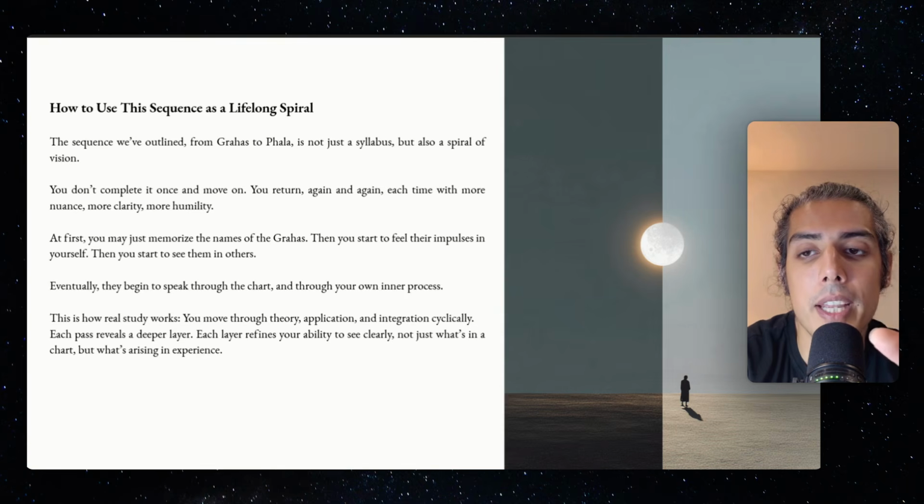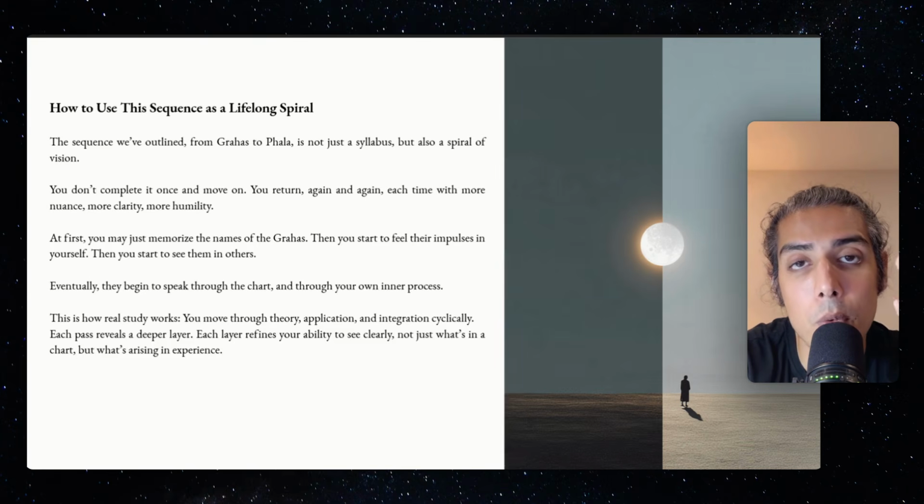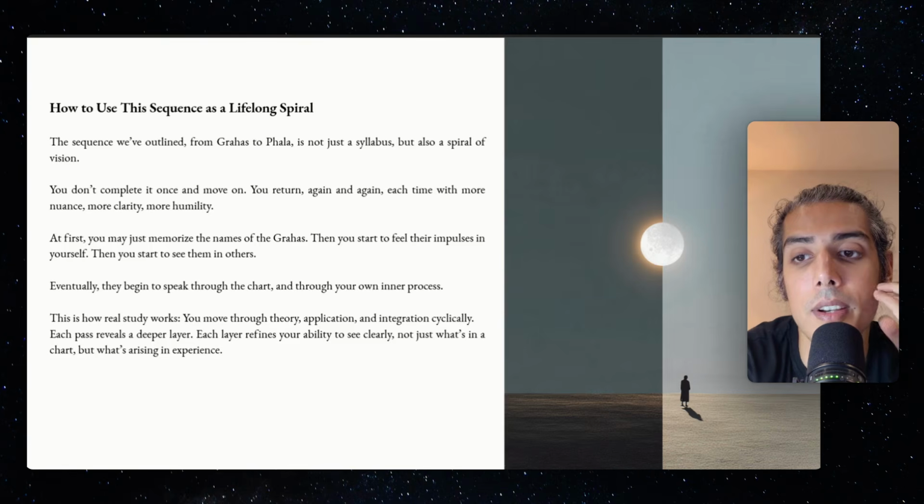There's a philosophy behind it as well. You don't complete it once and move on. You return again and again, each time with more nuance, more clarity, more humility. At first, you may just memorize the names of the grahas, which is good, important. Then you start to feel their impulses in yourself. Then you start to see them in others. Eventually, they begin to speak through the chart, through your own inner process, and you start seeing what your design is, why it is the way it is, and in what ways it makes you operate certain ways.